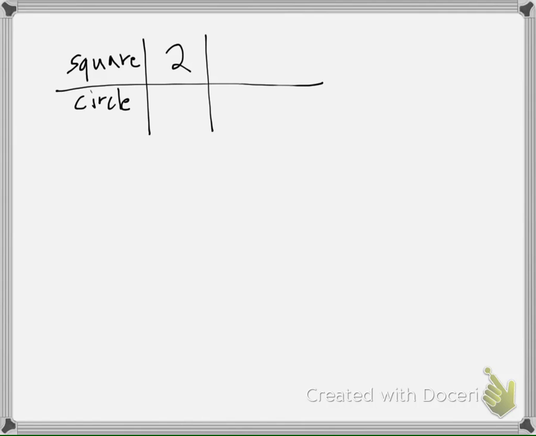So this one says, complete the table of equivalent ratios. We're doing a ratio of squares to circles. So we have 2, 4, 6, and 8, and 4 is 16.